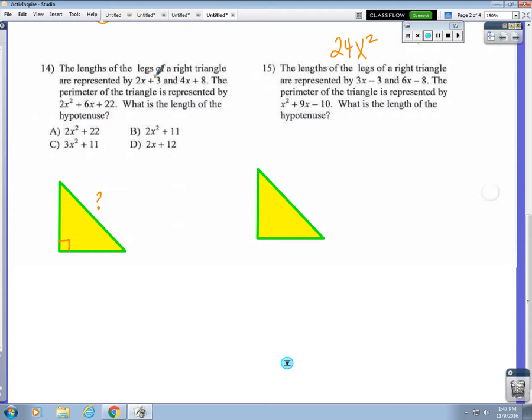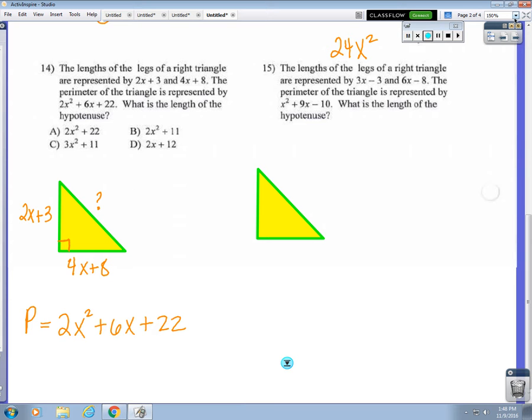But we know the legs are 2x plus 3 and 4x plus 8. Does it matter where I put 2x plus 3? No. You could have put 2x plus 3 right here and 4x plus 8 right there. It's not going to matter. They do tell us that the perimeter of this triangle is 2x squared plus 6x plus 22.